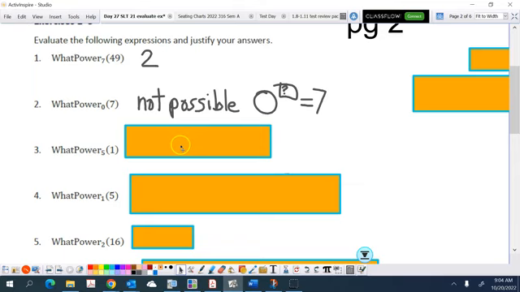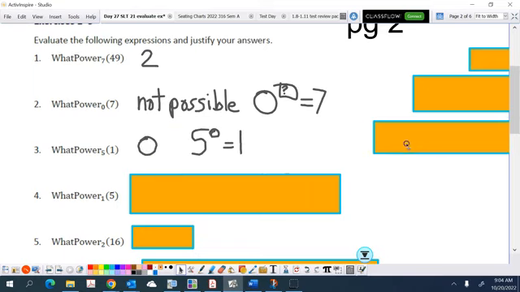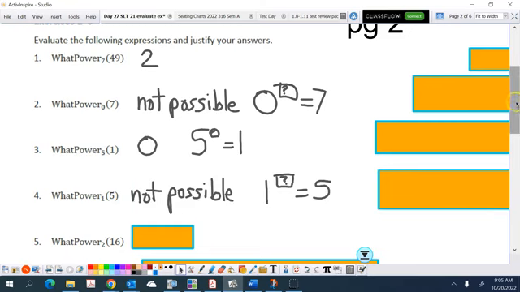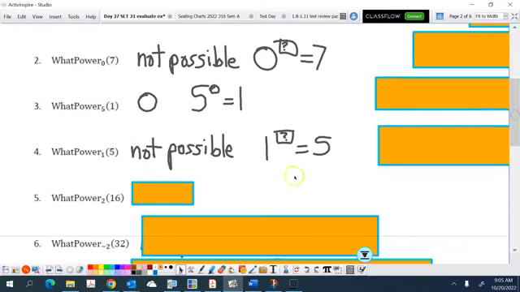What power do I have to raise 5 to in order to get 1 as an answer? That's going to be the 0 power. Anything raised to the 0 power is 1. 1 raised to what power equals 5? That's also impossible. There is no power I can raise 1 to that doesn't give me 1 as an answer. So since the answer is always 1, the argument or answer to number 4 can never be 5, not possible.